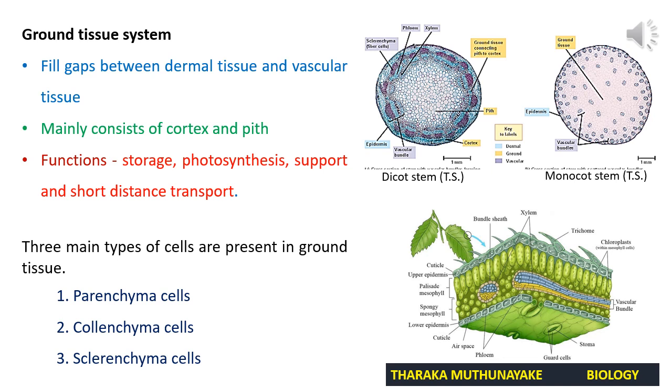Okay. Not only cortex and pith, this ground tissue is found in other parts of the plant as well. In the root also ground tissue is present. That means in roots there is a cortex and also pith. Not only that, in the leaf you can observe in between upper epidermis and lower epidermis it has leaf mesophyll cells. There are two types of leaf mesophyll cells as you observe in this diagram. Those are palisade mesophyll cells and spongy mesophyll cells.